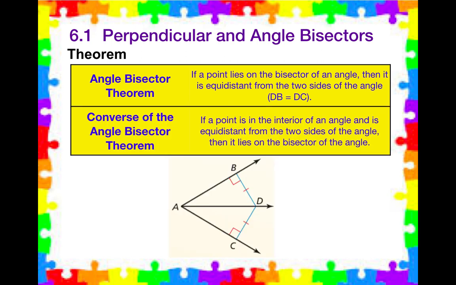The converse of the angle bisector theorem says that if a point is interior to an angle and it's equidistant, so that we know the distance from there to each side of the angle is the same, then this point lies on the angle bisector. So that's the converse of the angle bisector theorem.